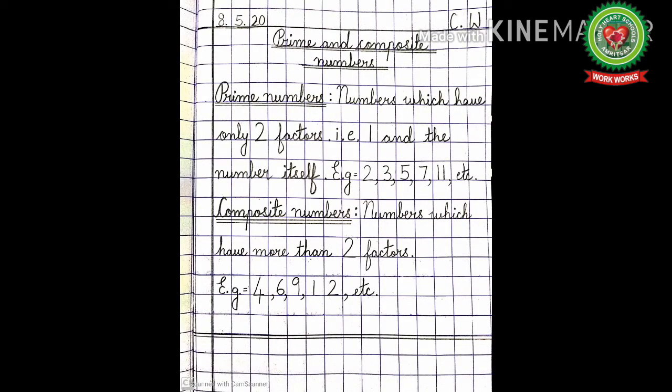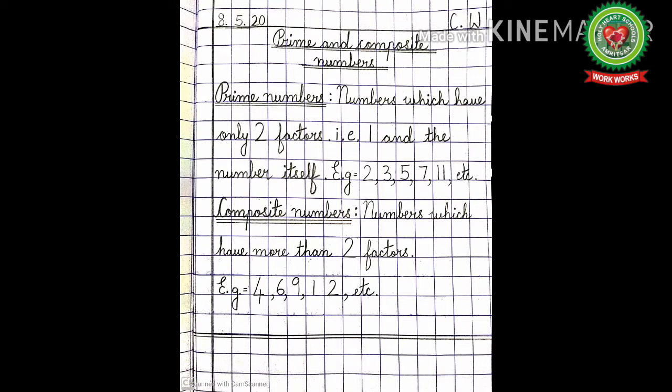Kids, you must draw the margin line before you start writing. Like I have drawn, write the date, classwork and give the name of the topic, that is prime and composite numbers. Once we have done the writing pattern, then we will start the topic, that is prime and composite numbers.